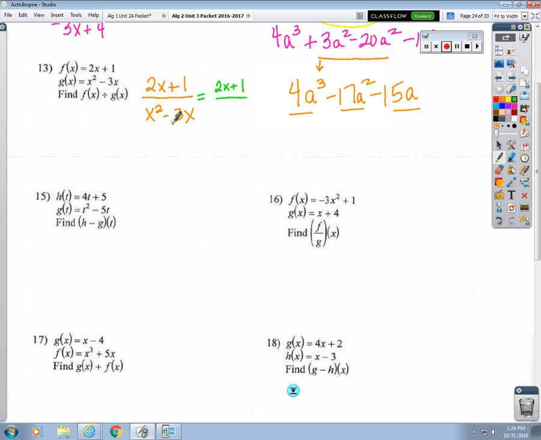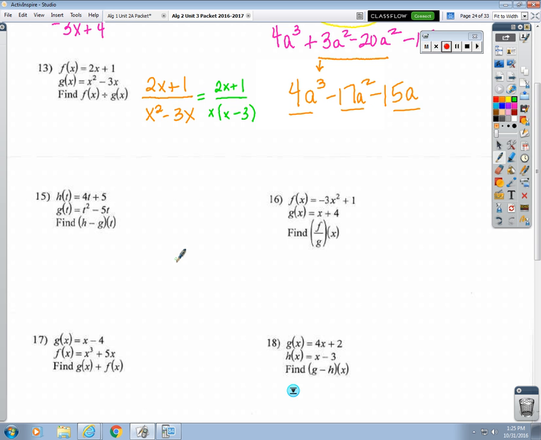Is there a GCF in the denominator's binomial? There's nothing that they have in common. An x. So if I take out an x, what does that leave? X minus 3. Is there anything that I can cross out? No. So that's as far as you can go. There's nothing to cross out, so you can't do anything else.